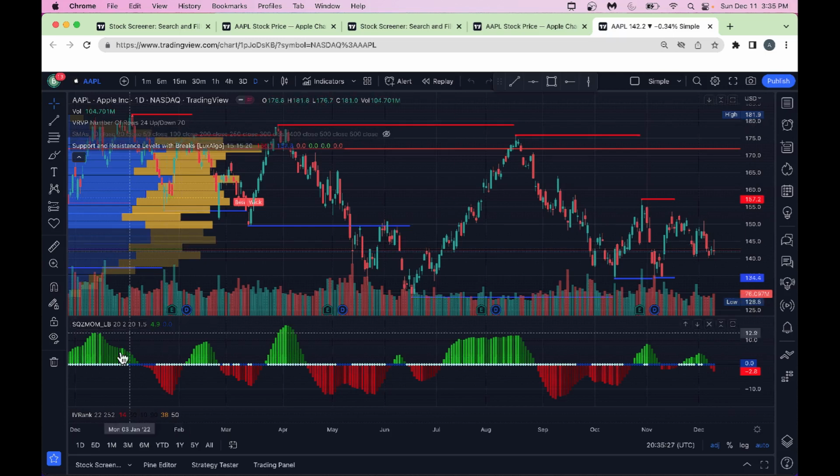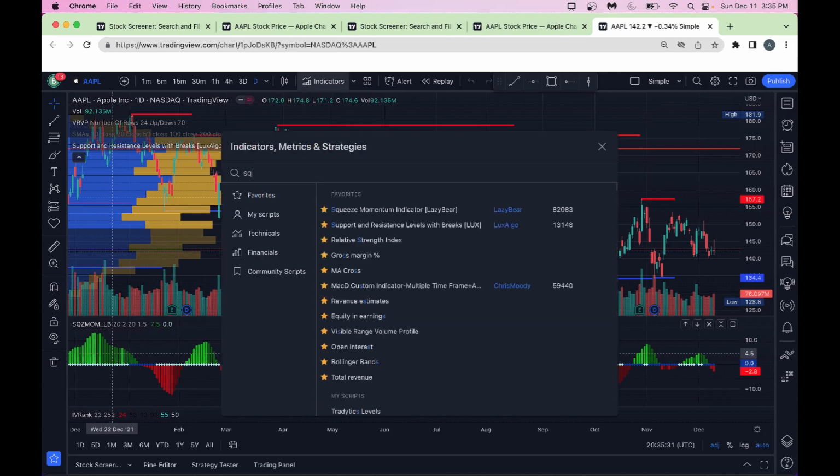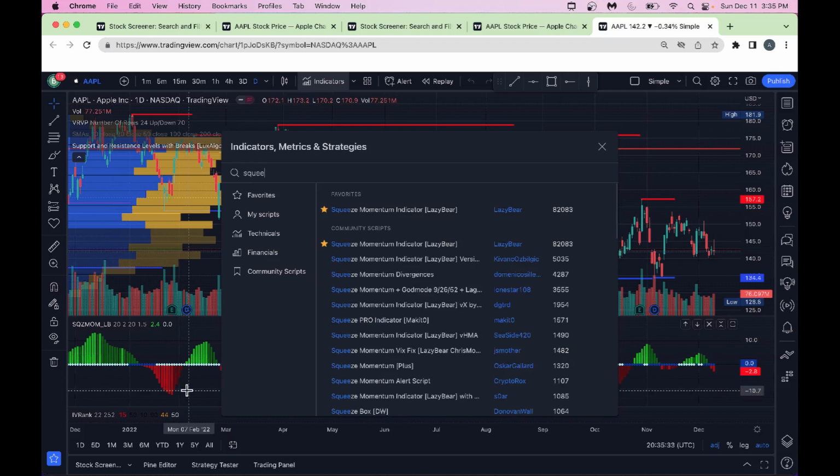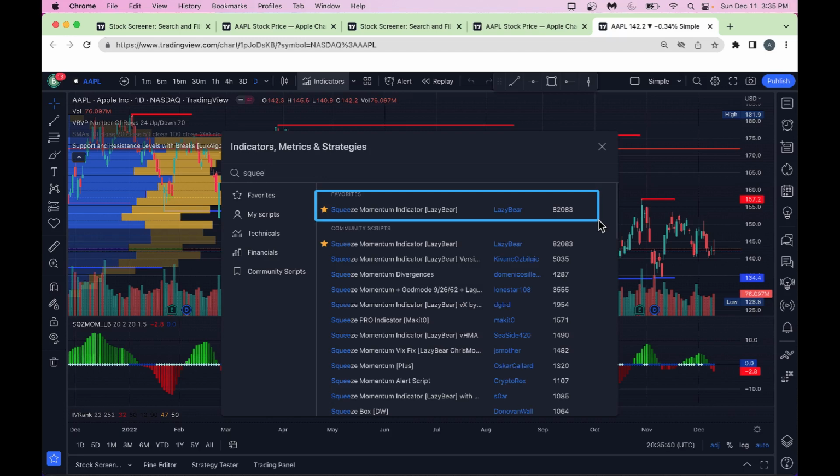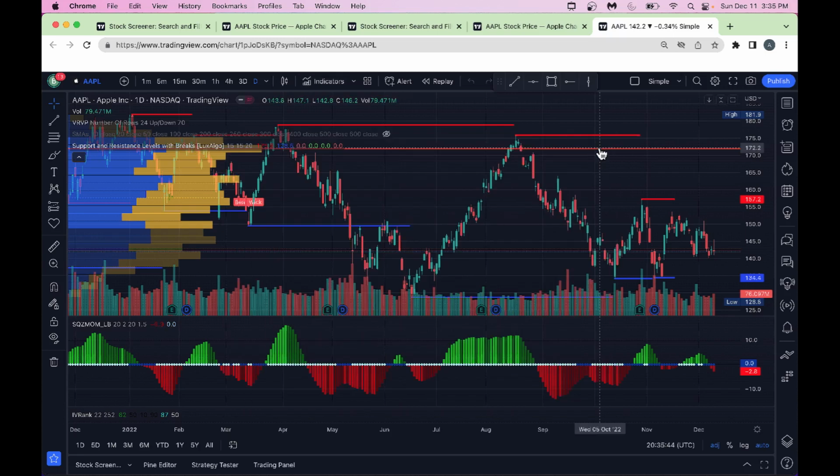And also I'm using here squeeze indicator. If you just click on squeeze here, look, we got squeeze momentum indicator by Lazy Bear. Very simple. I like to keep it simple. Don't throw too many indicators. It will only confuse you. Keep it very simple. All right, so it's very simple right now.